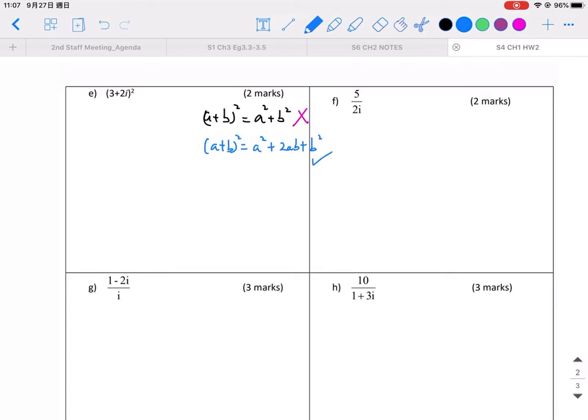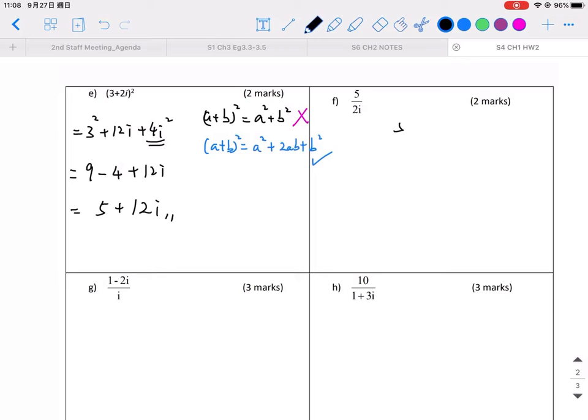Remember this formula. So therefore, it will become 3 squared plus 12i, and then plus 4i squared. So it should be 9. And remember, i squared is -1, then it's -4 and plus 12i. So the result should be 5 plus 12i.